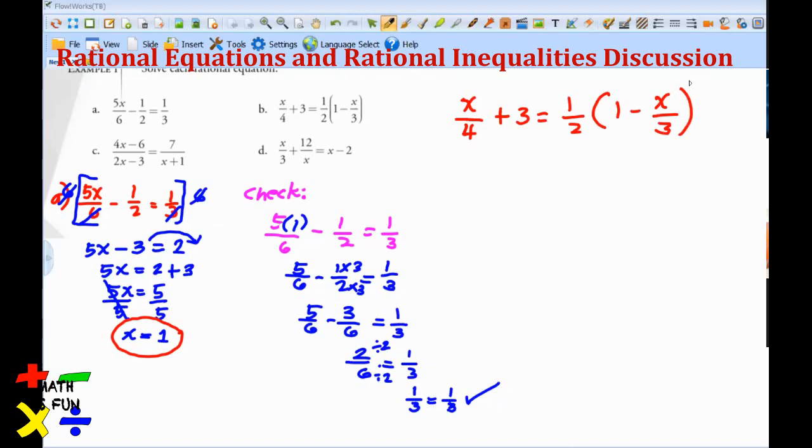Okay? So let us get first the value of our LCD. Or can we distribute the half so that the half will be removed. There are ways to do that. It's up to you if you're going to distribute or not. If we are going to distribute, let us see. If we multiply half to that, it will become x over 4 plus 3 equals half minus half times x over 3. It will become x over 6, right? Then that's the time that you can multiply by its LCD.